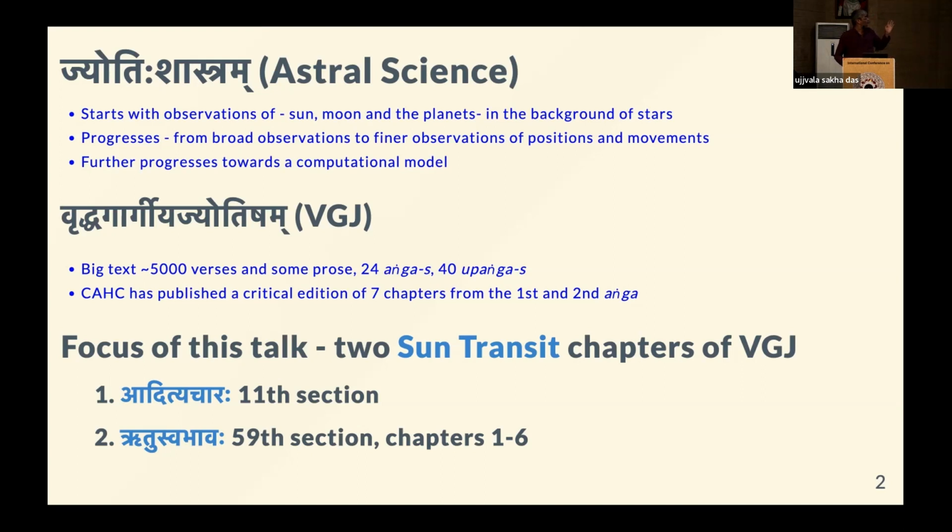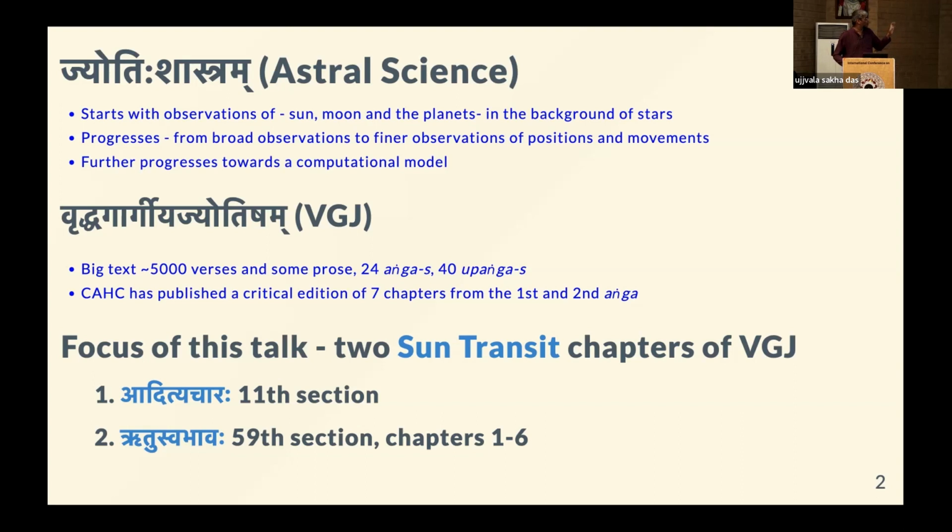Particularly the path of the sun, moon, and the planets in the background of stars is an important dimension of the study. And if you look at the history that's been mentioned through the day, it starts with observations, from coarse observations to fine observations, to a computational model. That is the trajectory of the Indian astronomical sciences.